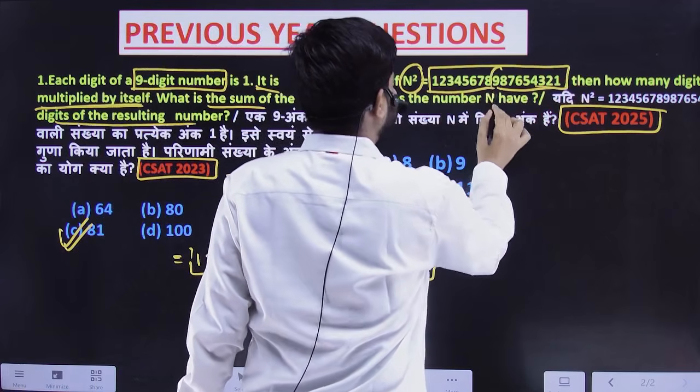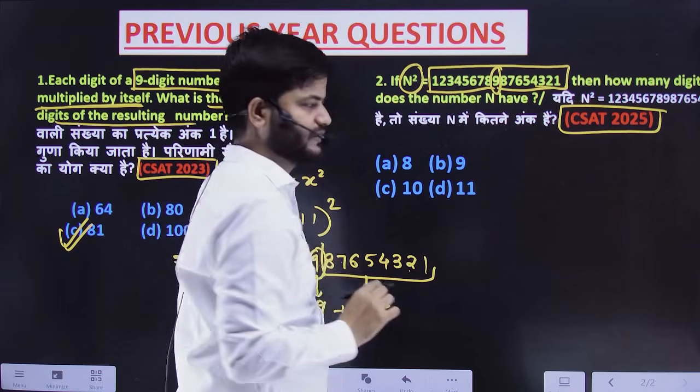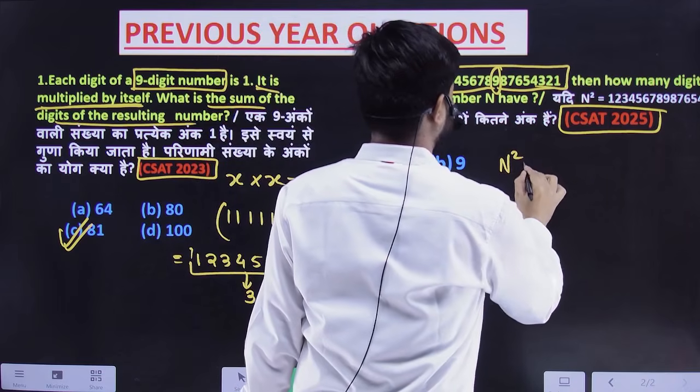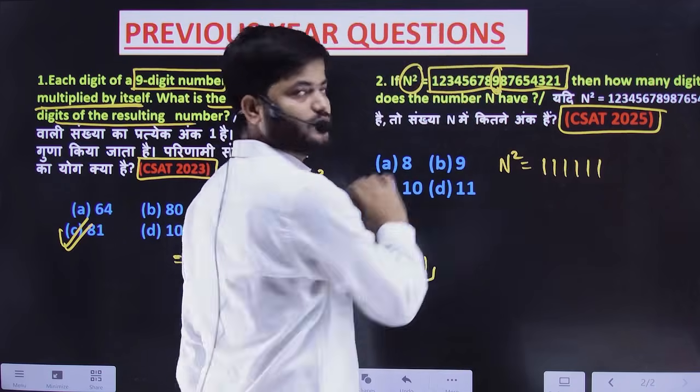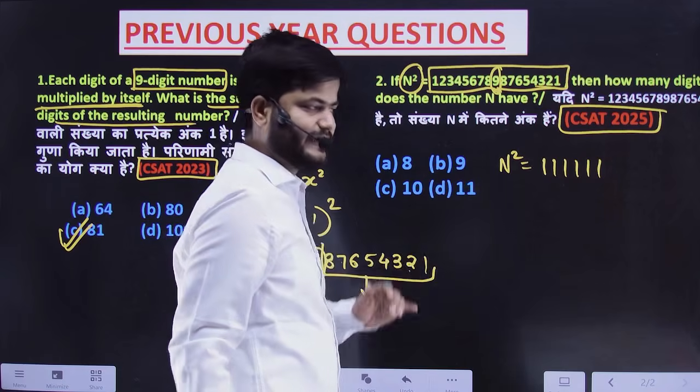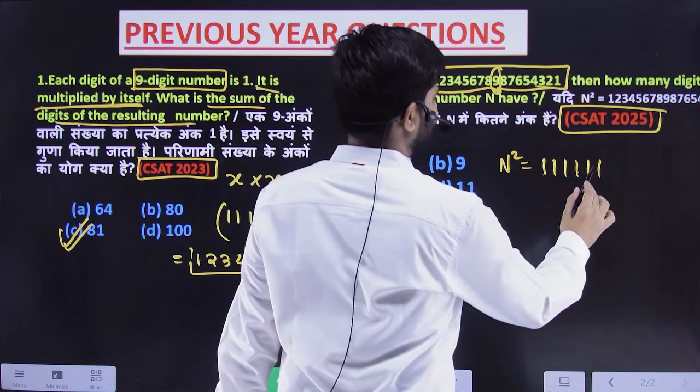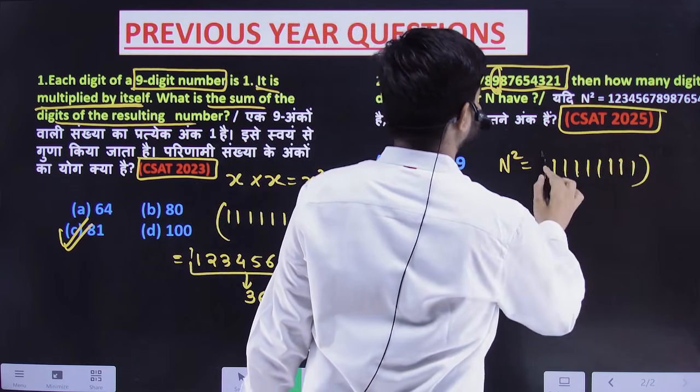N square is this, and this value is nothing but 1 written 9 times. Means n square is 1 1 1 1 1 1, 9 times. This is the maximum value 9. It means 1 is written 9 times, the square of 1 2 3 4 5 6 7 8 9.